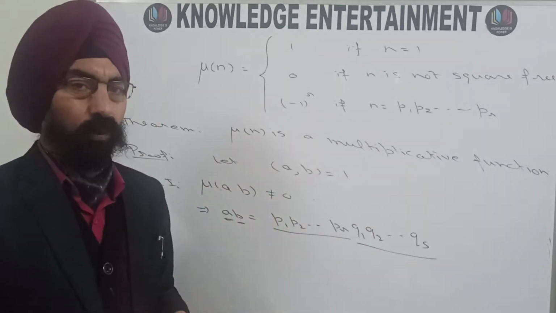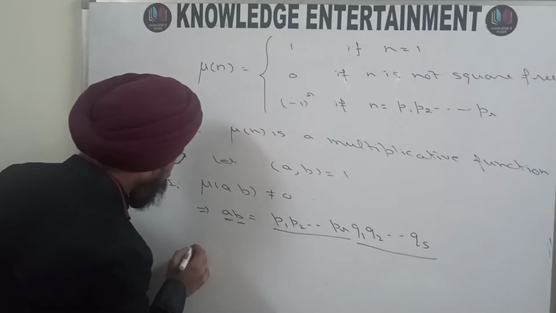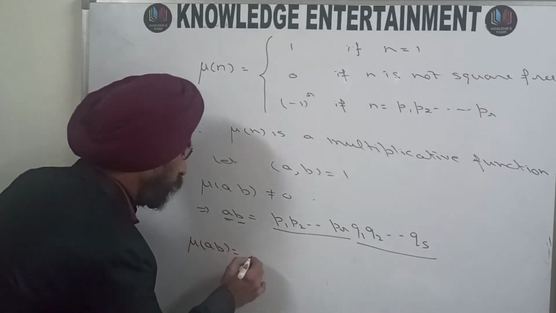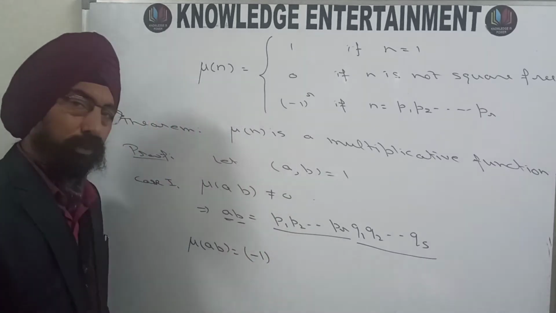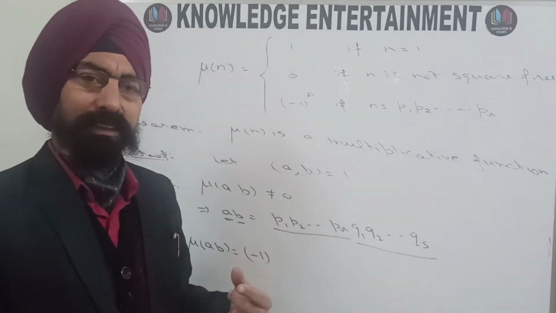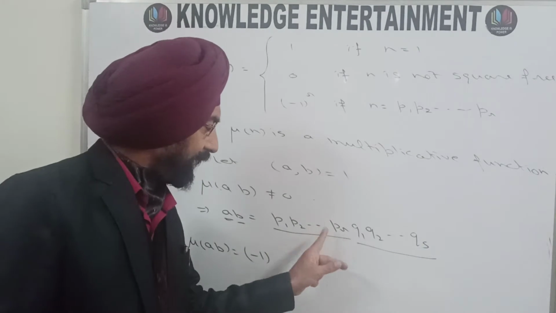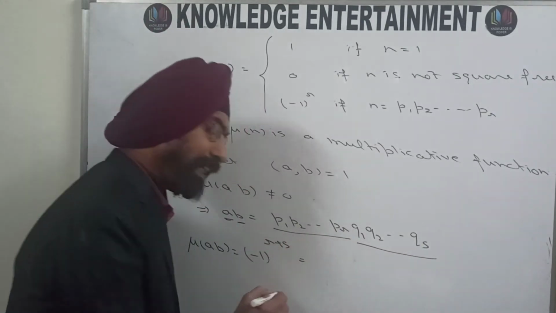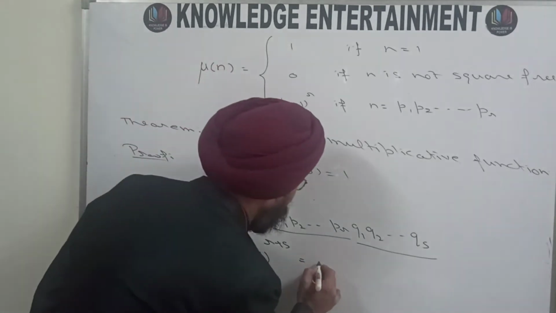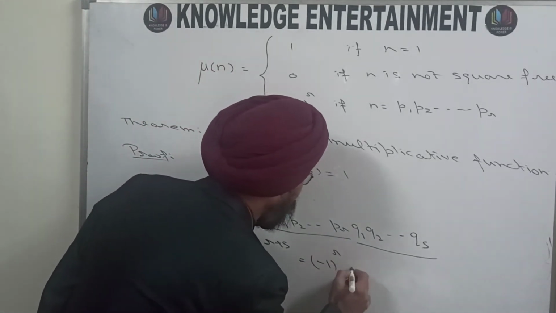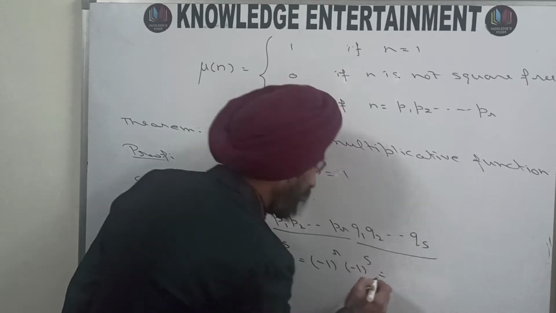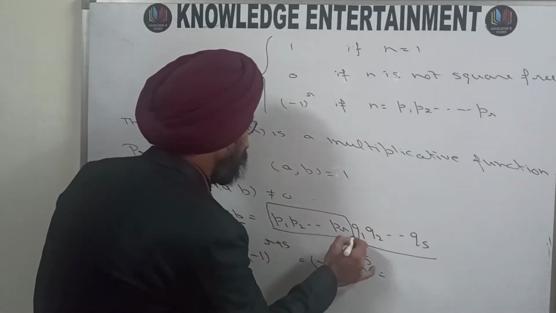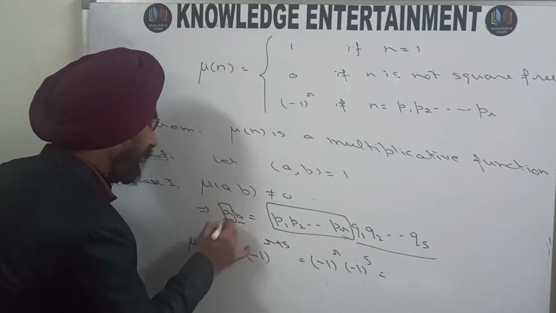So this is the case now. In this case, what is your mu AB? Your mu AB is minus 1 raised to the power number of factors here, and the number of factors here is clearly r plus s, so it is minus 1 raised to the power r plus s, which can be broken as minus 1 power r into minus 1 power s. But what is minus 1 power r? If you look at this number, this is the value of A.